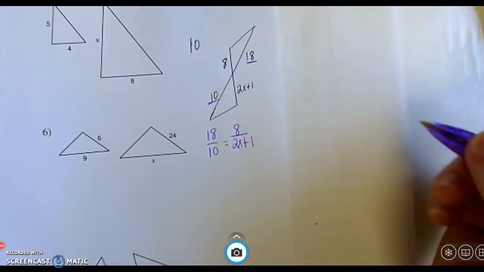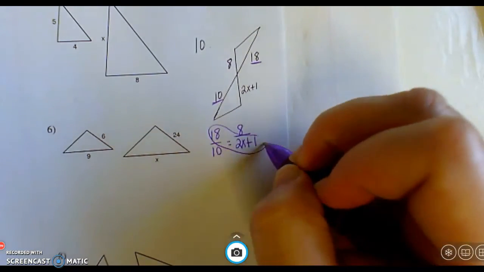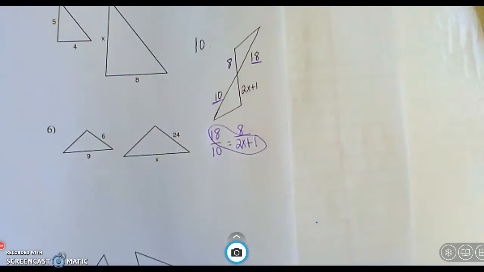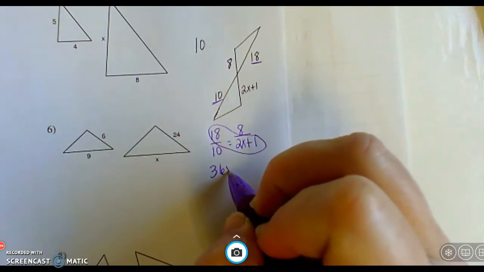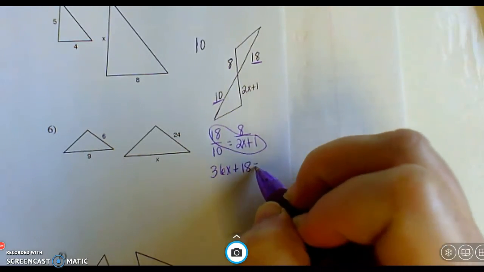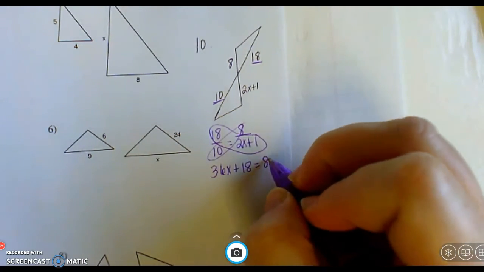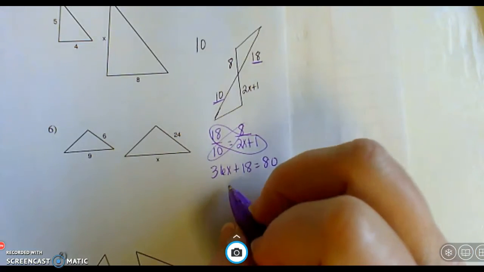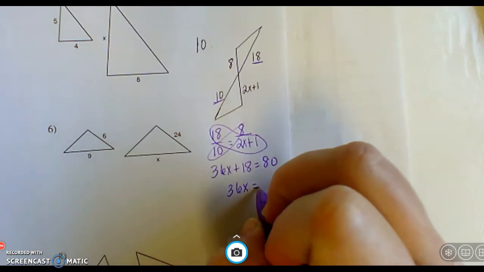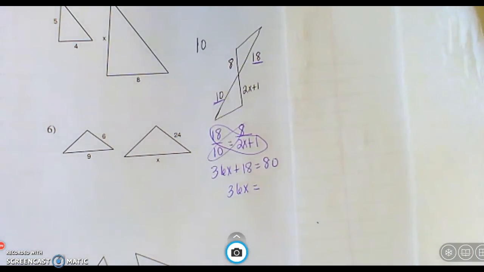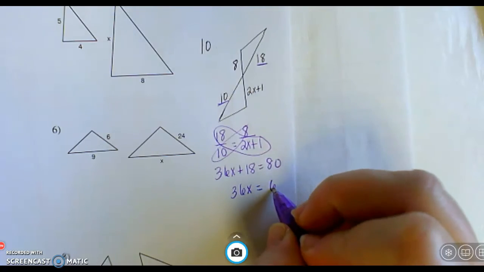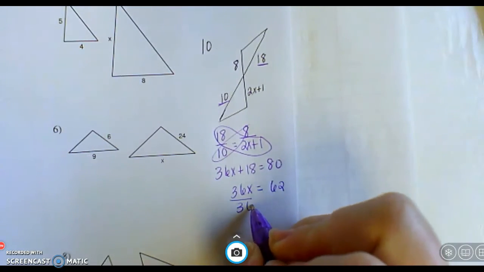And then we cross multiply and solve. So we're going to multiply these right here. 2x plus 1 times that, so you're going to get 36x plus 18. Multiply here and you get 80. So we're going to subtract 18 on both sides. And then you're going to divide by 36.